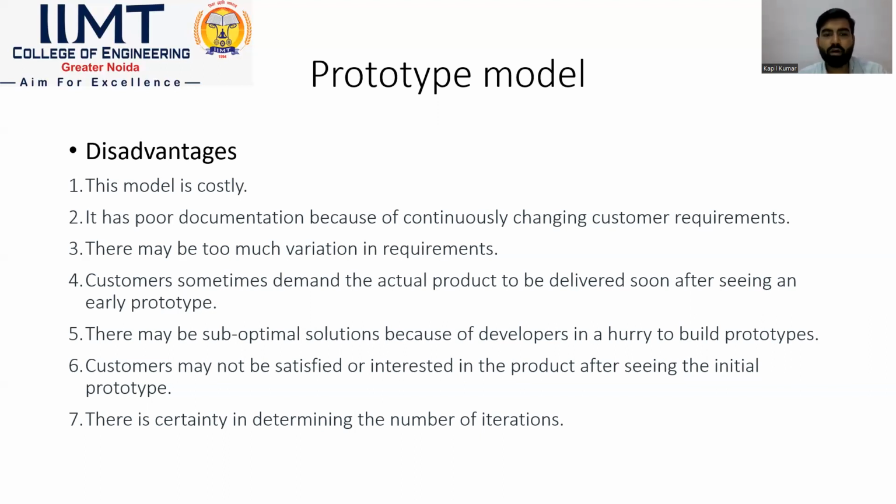There may be a suboptimal solution because the developers are in a hurry to build the prototype. The customer may not be satisfied or interested in the product after seeing the initial prototype. If the customer is not satisfied with the prototype, they may lose the interest to give the chance to the same developers to develop that project. They can choose another party as well. There is uncertainty in determining the number of iterations.